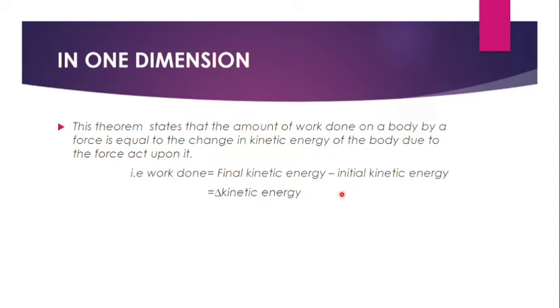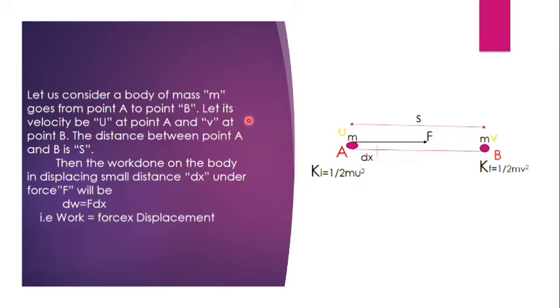Let's prove this theorem. To prove the theorem, let us take a body of mass m, which goes from point A to point B. Let its velocity be u at point A, and v at point B. The distance between point A and point B is s.